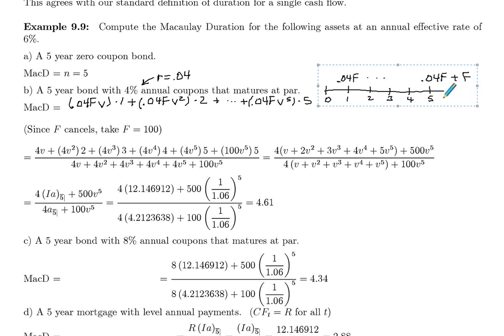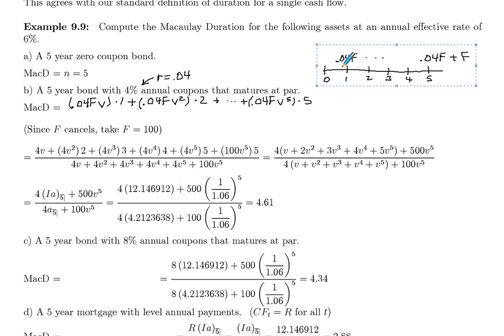Let's move our time diagram up here. And then we've got the redemption here, which is the face value. So that's a cash flow of F. Bring it back to time 0 with a discount factor of v to the 5th. So that's the present value of the redemption. And then you multiply it by the duration of that cash flow, which is time 5. It occurs at time 5.